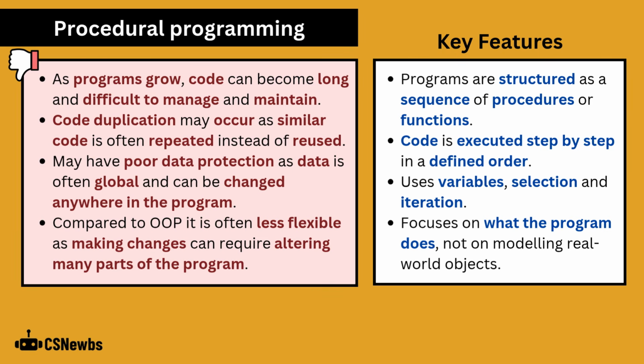However, as programs grow, code can become long and difficult to manage and maintain. Code duplication may occur, as similar code is often repeated instead of reused. It may have poor data protection, as data is often global and can be changed anywhere in the program. And compared to object oriented programming, it is often less flexible, as making changes can require altering many parts of the program.